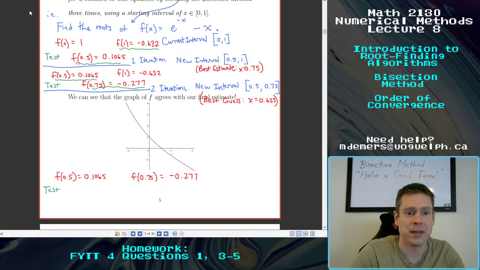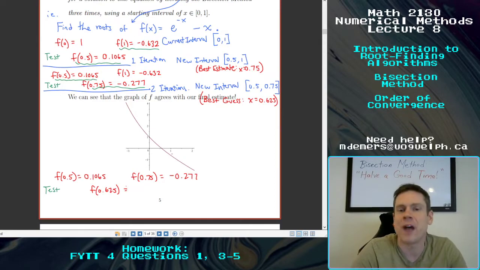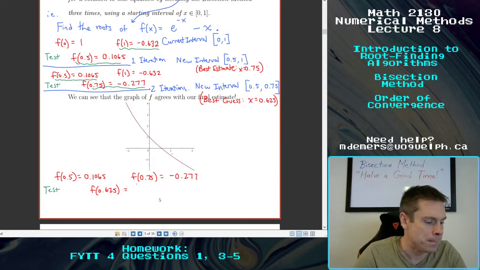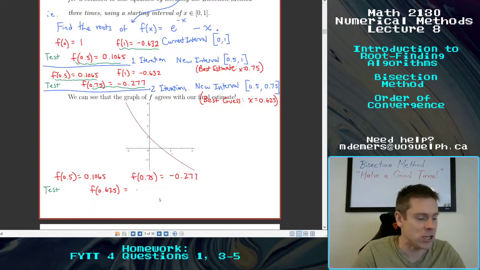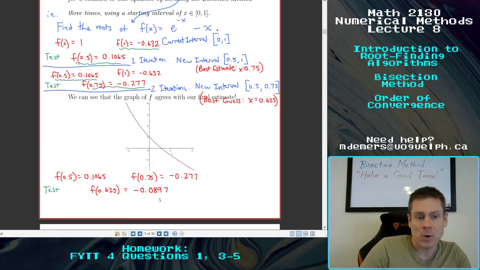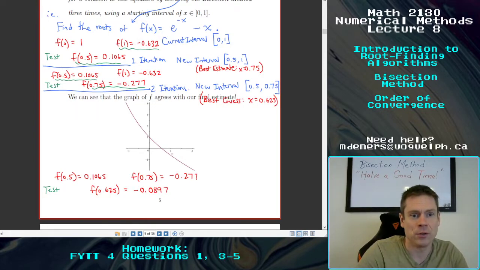And that would be 0.625. We're going to throw that into the function. You could use fractions. It doesn't really matter. And if you put this into the function, you get negative 0.0897. Okay, and we're going to look at which ones are again on either side. It looks like this one and this one this time.